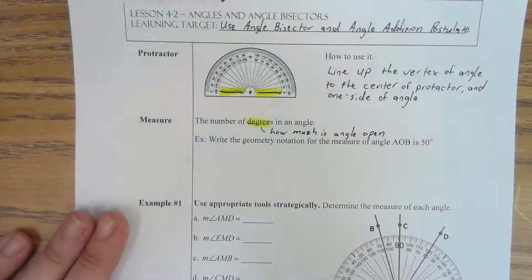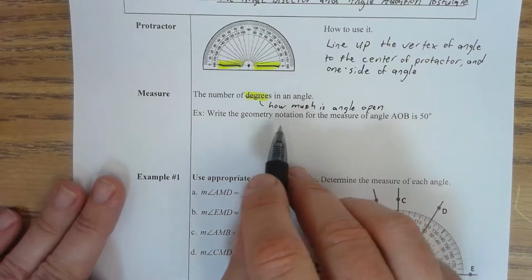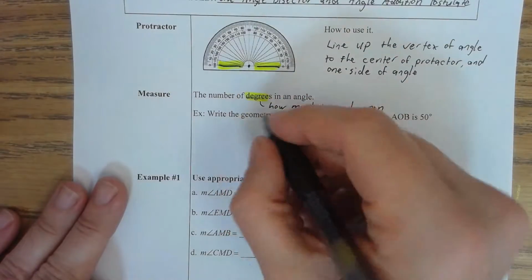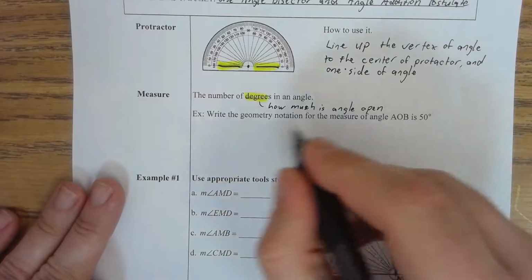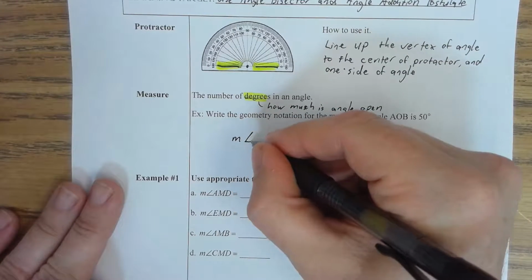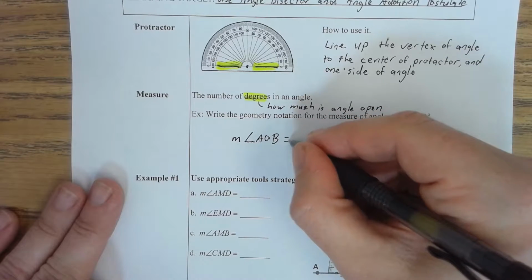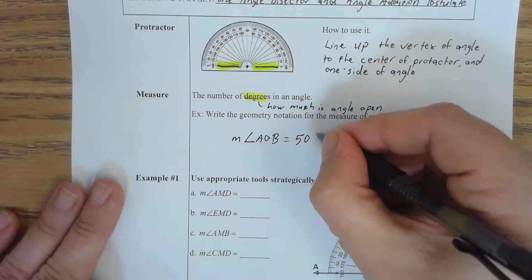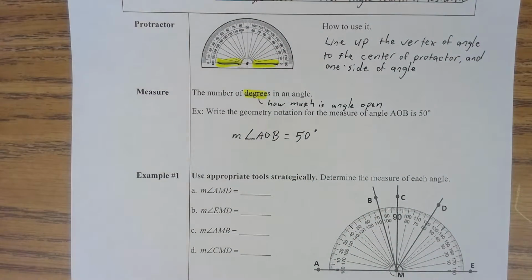Okay, so once we get that, we're going to be writing it. We need to use the right notation, so let's take a look at how we do that. If I take a look at angle AOB and it's 50 degrees, I'm going to write it. Remember, these are numbers, so measure of angle AOB is going to equal 50 degrees. Okay? So let's take a look at an example here.